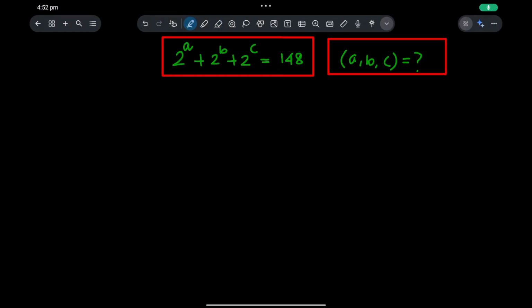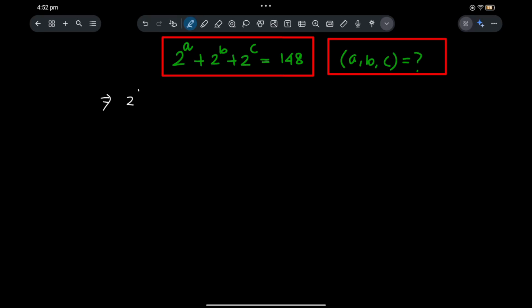Today we are going to solve another Math Olympiad question. Here the problem is 2 to the power a plus 2 to the power b plus 2 to the power c equals 148. Then find the value of a, b and c. Clear?